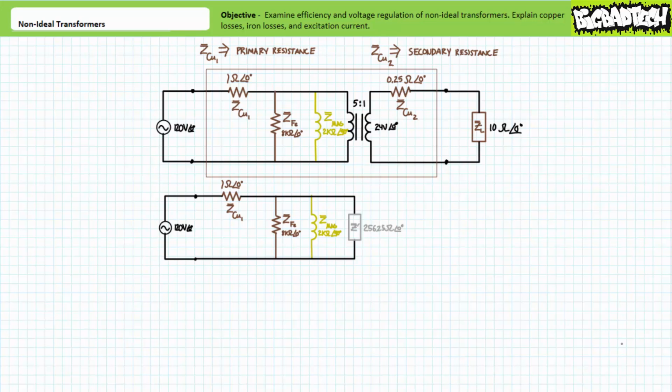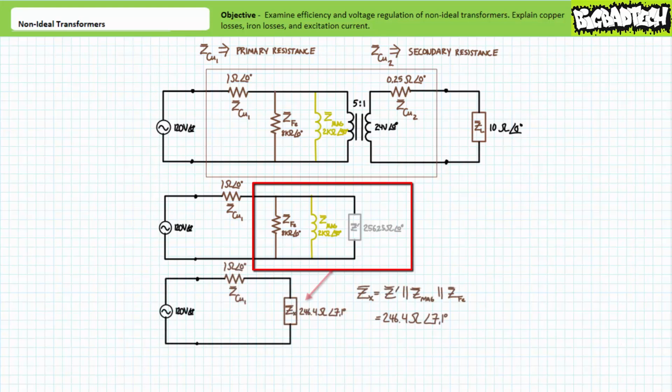This reflected impedance is in parallel with the 8 kΩ resistor accounting for iron losses associated with eddy currents, and the 2 kΩ inductor accounting for both magnetizing current and hysteresis. Taking these three elements in parallel results in a combined impedance of approximately 246.4 ohms at an angle of 7.1 degrees. Let's call this combined impedance ZX. The 1 ohm internal resistance of the primary windings is in series with the combined impedance ZX.